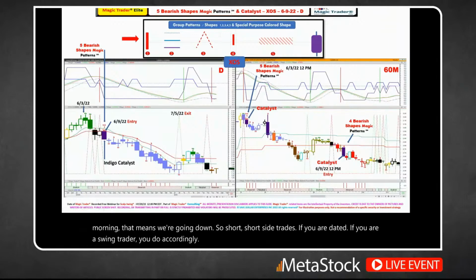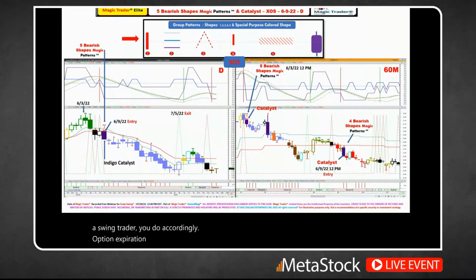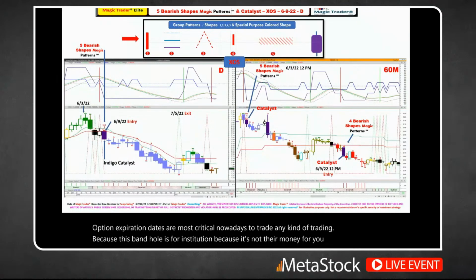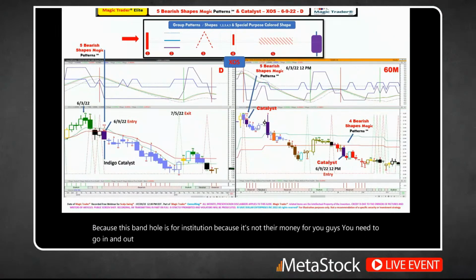Option expiration days are most critical nowadays to trade any kind of trading. Those days, buy and hold is for institutions because it's not their money. For you guys, you need to go in and out; two to three days is the most it lasts. So you've got to work accordingly.